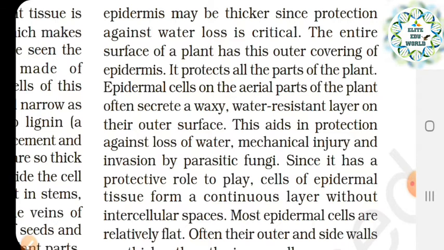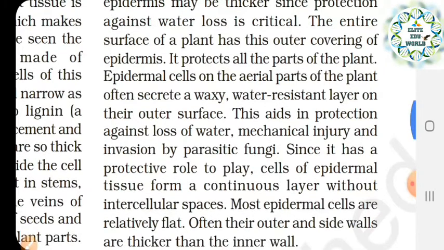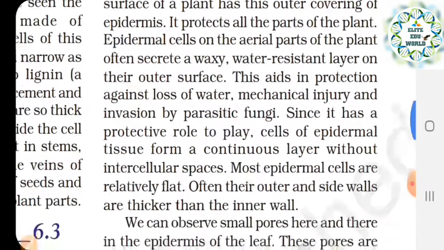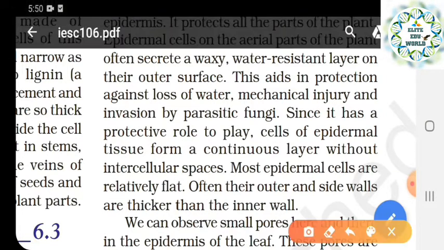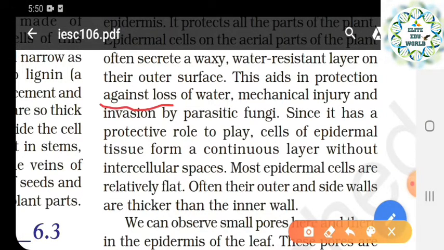An epidermal cell on an aerial part of the plant often secretes a wax or water-resistant layer onto the outer surface. So what is meant by the aerial part? The part which is present in the air. That is why it has waxy, water-resistant layers. This aids protection against the loss of water. This is also an action to stop water loss. That is why it secretes the waxy or water-resistant layer.